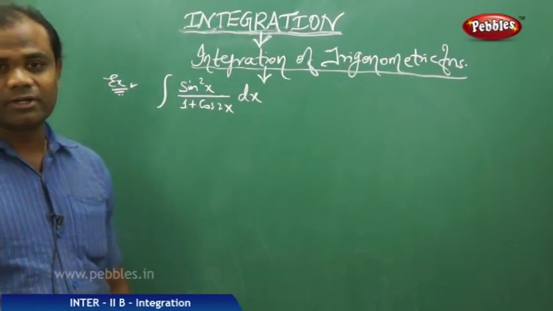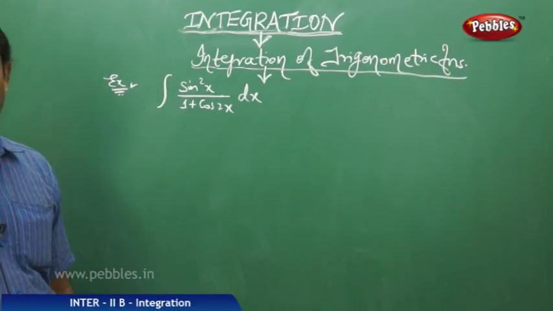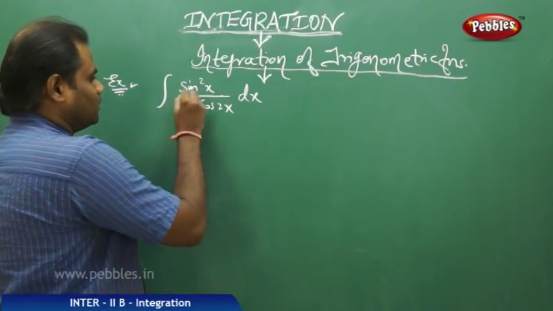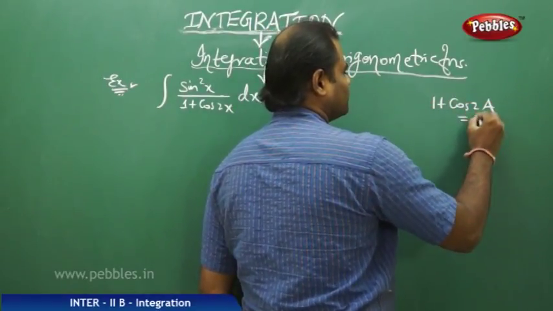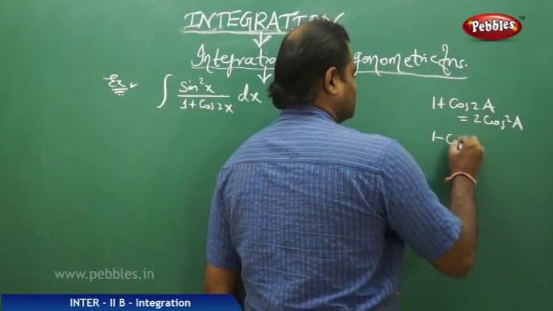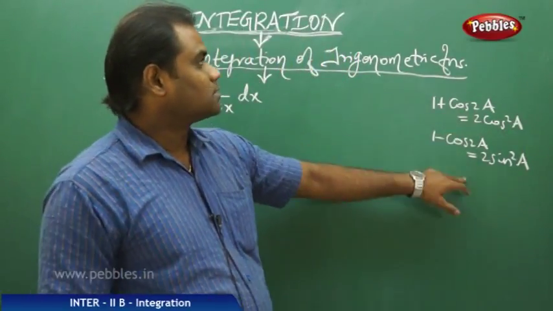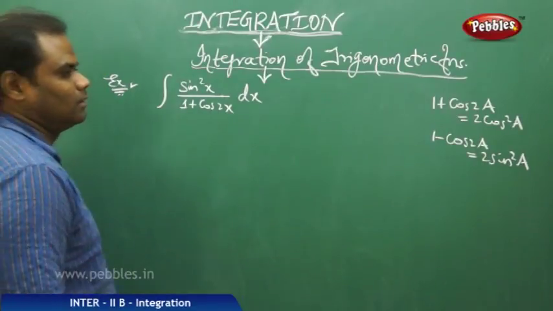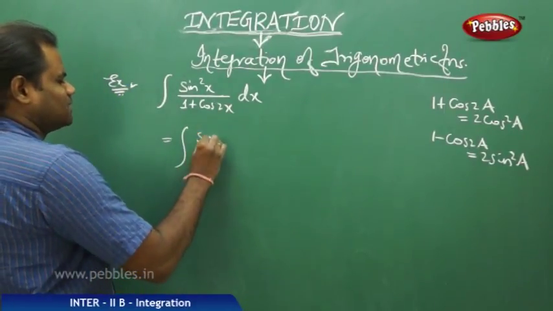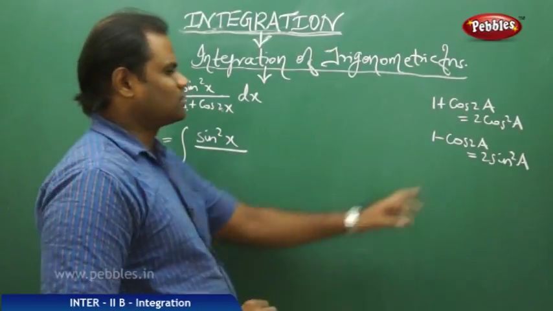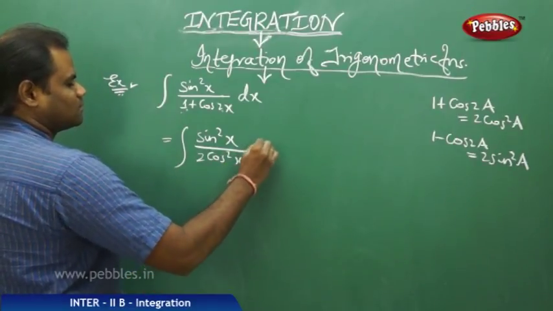So let's recap with some of the trigonometric formulae which I learned in the previous session to do the integration of trigonometric functions. So when I have integral of sine square x by 1 plus cos 2x, we know that 1 plus cos 2a is 2 cos square a. 1 minus cos 2a is 2 sine square a, is how we understand the two concepts of 1 plus cos 2a and 1 minus cos 2a. Now, we have this as sine square x by 1 plus cos 2x, which is 2 cos square x, of dx.